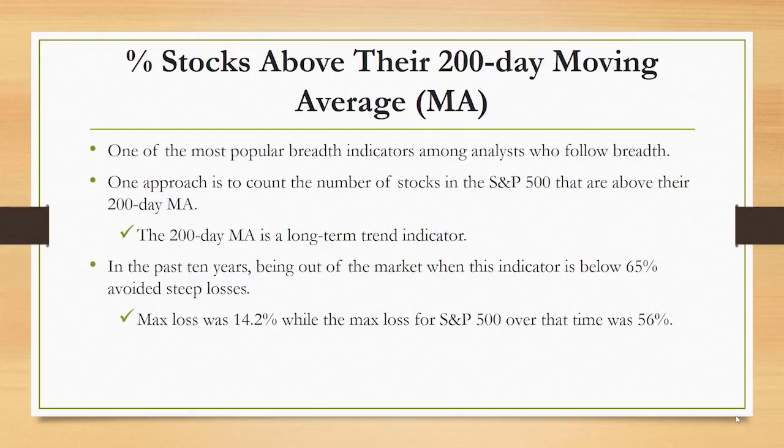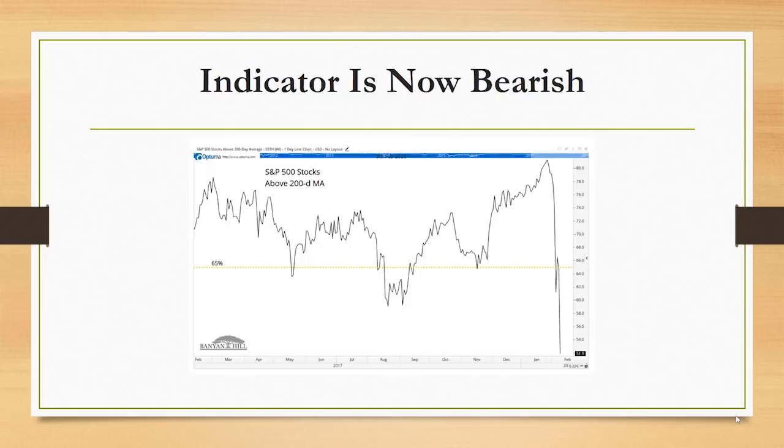Over the past 10 years, you would have never lost more than 14.2% if you were out of the market when this indicator fell below 65. All of the big declines come when the indicator is below 65. So this is a way to manage risk.